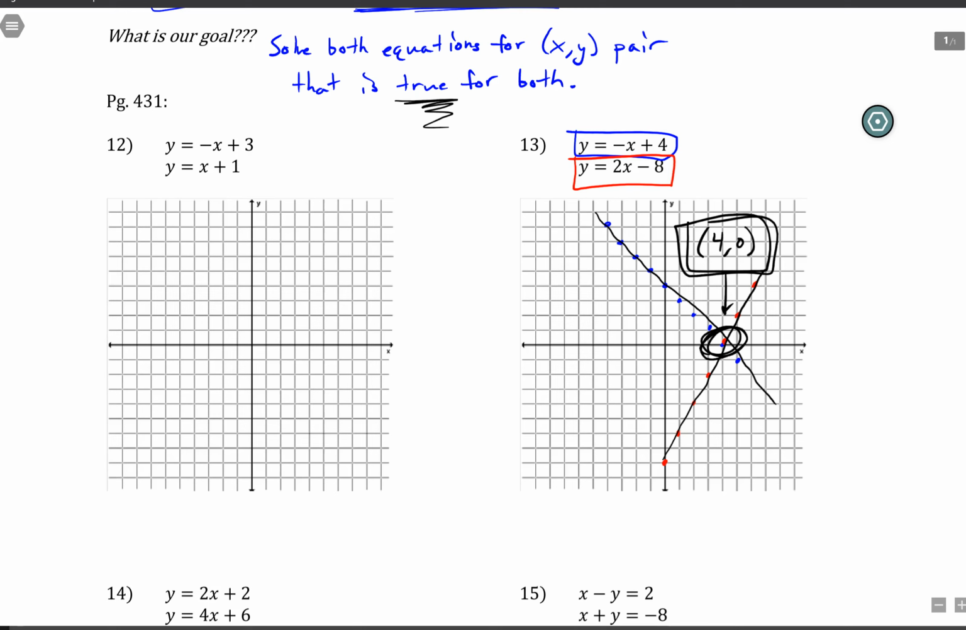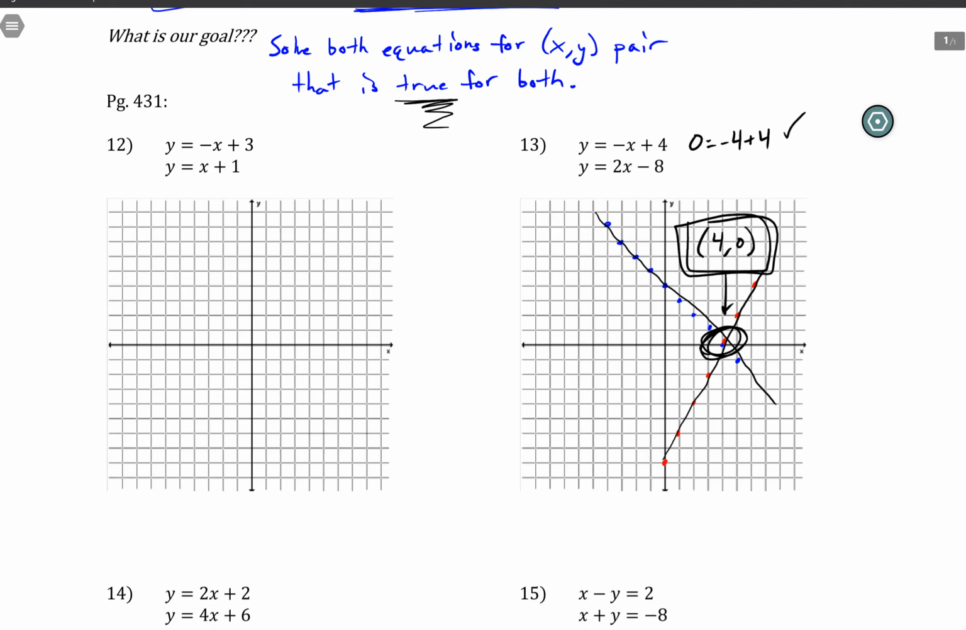And remember, this should make both equations true. So let's plug the 4, 0 pair into both equations. They should both come out true. 0 is my y, 4 is my x. So 0 equals -4 plus 4. And the question is, is -4 plus 4 actually equal to 0? And the answer is, of course, yes, it is. So this point made the first equation true.